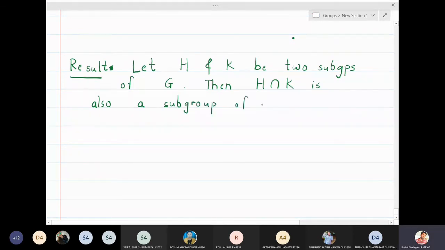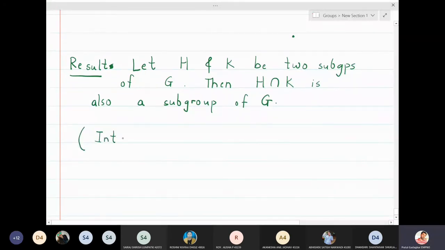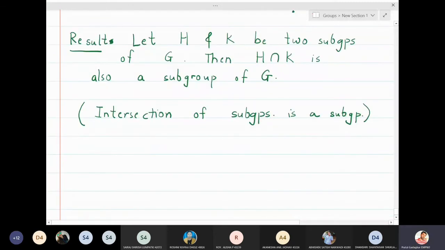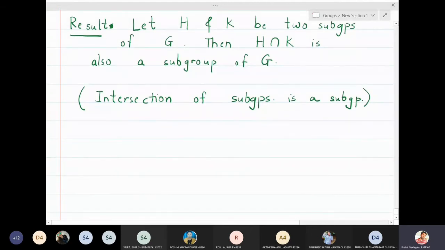This means that intersection of subgroups is a subgroup. Remember this theorem. Okay, in your metric spaces course, you will learn a similar result saying that intersection of open sets is also open. It's something like that.